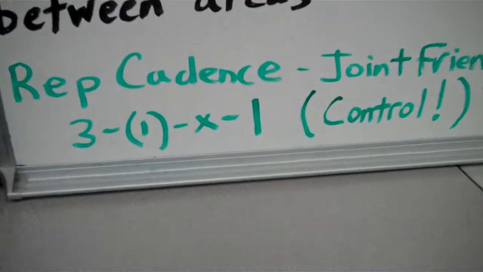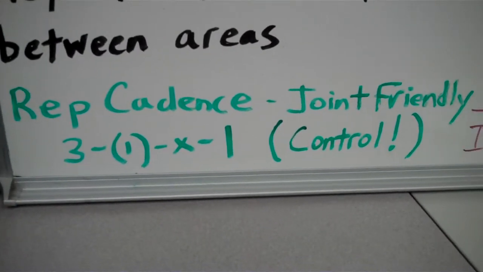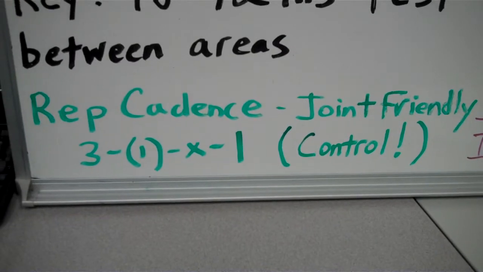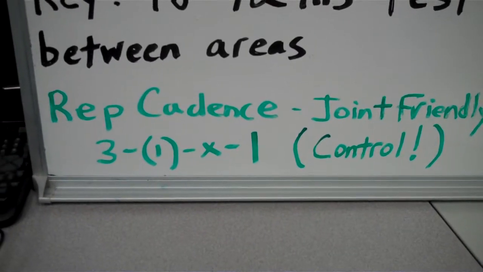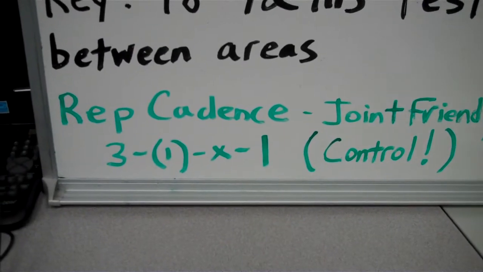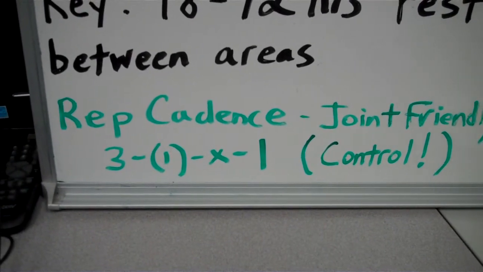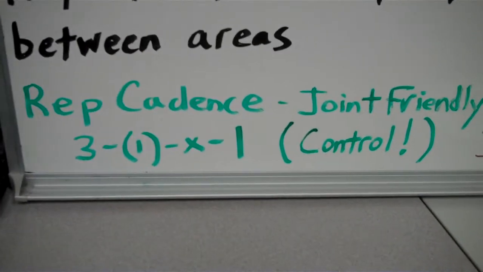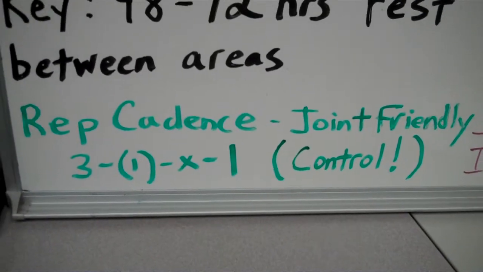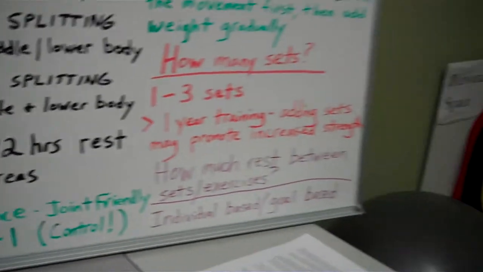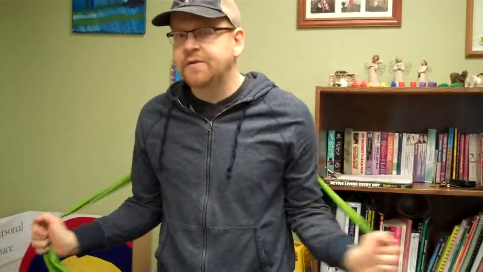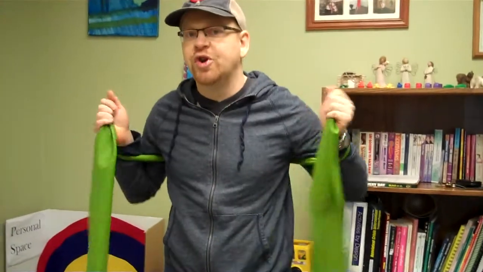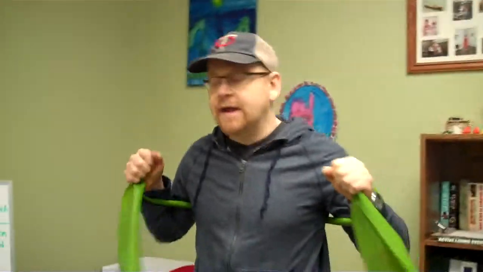So I'm going to talk a little bit about the rep cadence, repetition cadence here. We want to be joint friendly to our bodies. So I've written down there a 3, a 1, an X, and a 1. That's the main thing we want to demonstrate here. I'm going to have Jane come back to me, and I'm going to show you using a simple band movement. This would be a push away from our body.